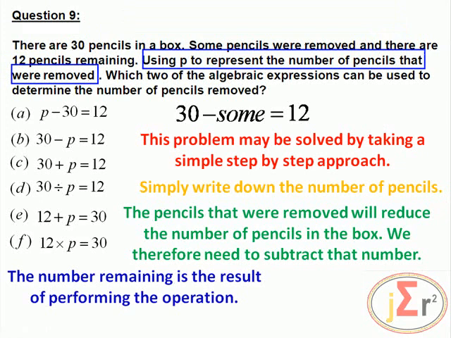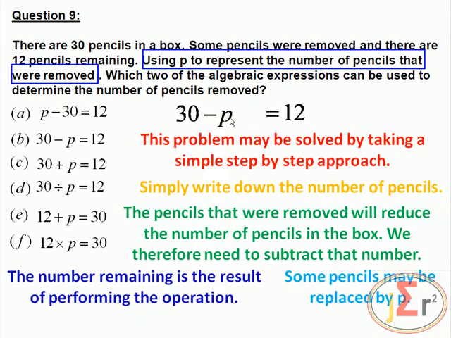Using P to represent the number of pencils that were removed. How many pencils were removed? P. So some pencils may be replaced by P because P represents those that were removed. So 30 minus P is equal to 12. And that is a statement that we arrived at by making use of the information that we have there.